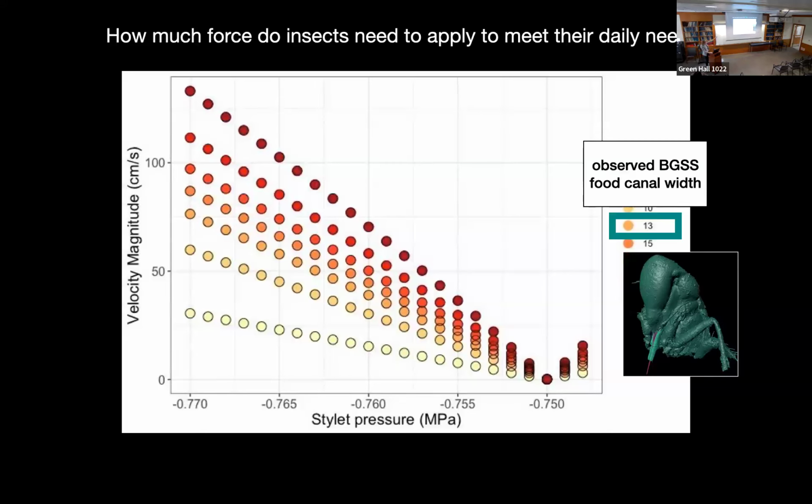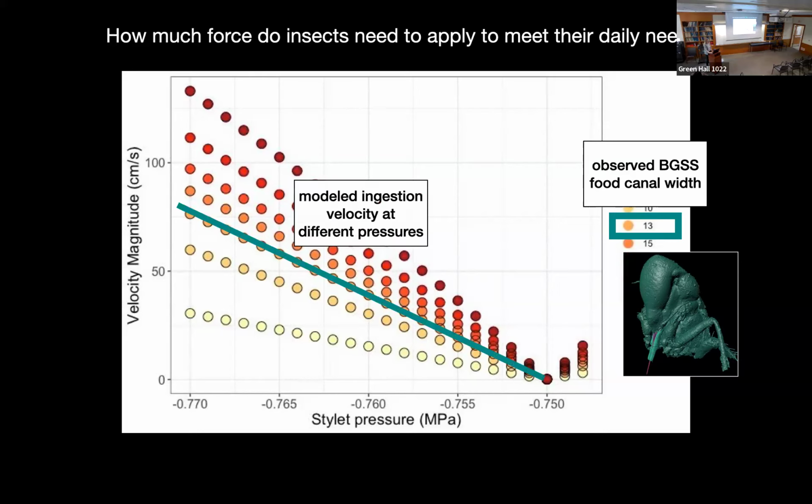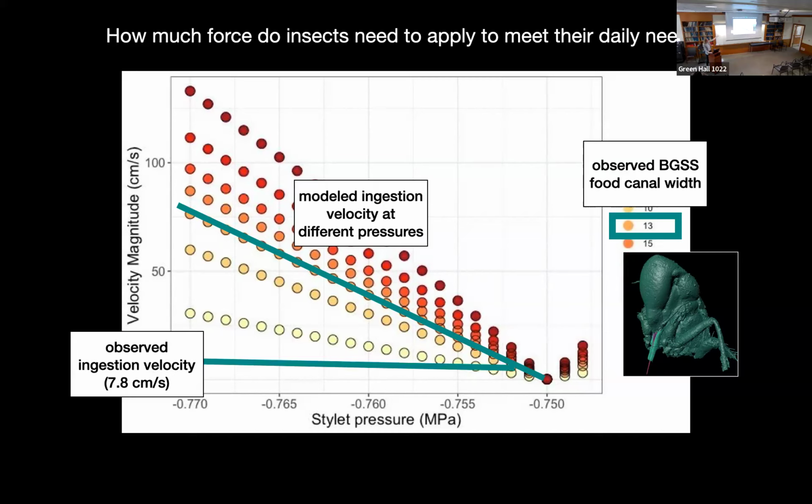For example, we looked at the blue-green sharpshooter, which had a 13 micron width of the feeding complex. We looked at how stylet pressure at 13 microns would change the velocity magnitude, and then we compared that to what's actually been observed in terms of ingestion velocity. This is a metric that's based on excretion values, and that can change, so it's not necessarily the best to lean on, but it's the best that we have.